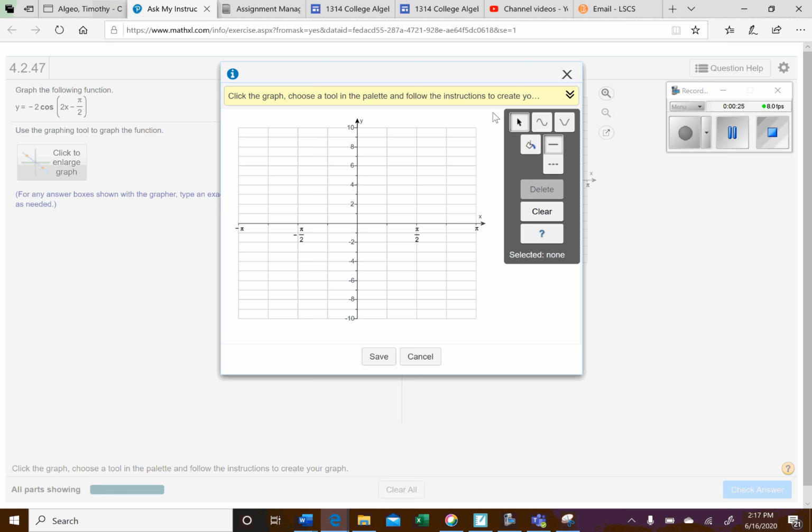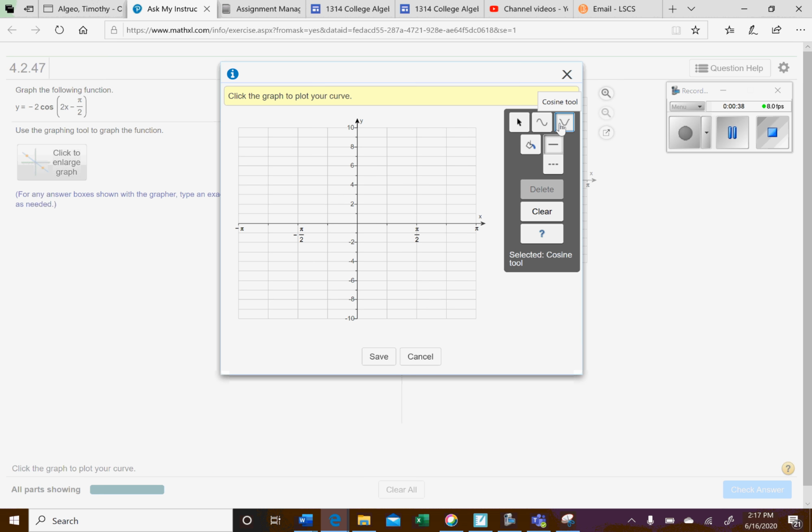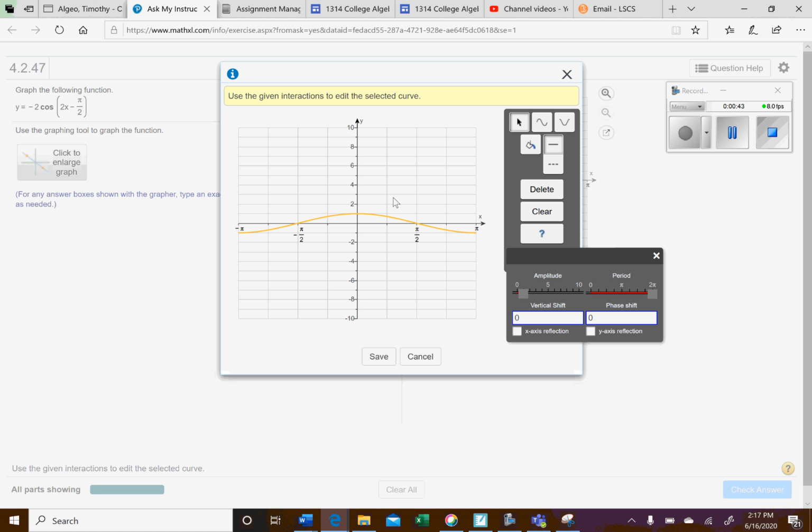Okay, so you have to make sure you pick the right one. I don't know if that was an issue or not, but we're dealing with cosine. So cosine of 0 is going to give you 1. So we want to pick this one, the cos, and it even says cosine tool. So you click anywhere on the graph and it shows up here.